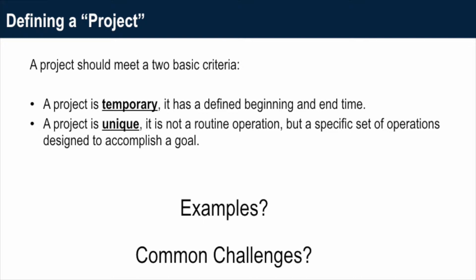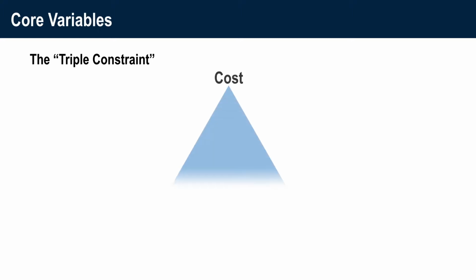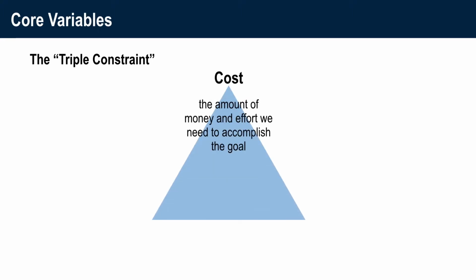I think all of them can be covered here. But to put a little more of a framework around it, I think most of them can be bucketed into one of 3 core variables. And this is what we call the triple constraint. And it really comes down to 3 factors that really bound any project that you take on.